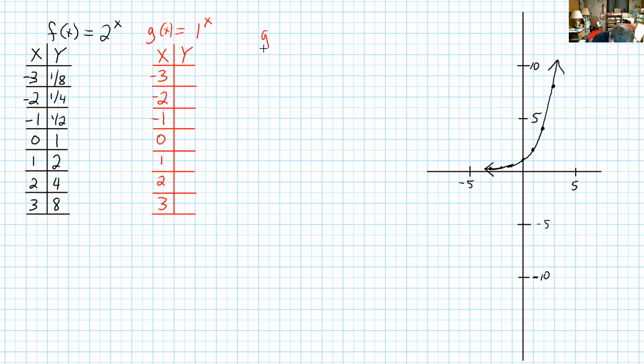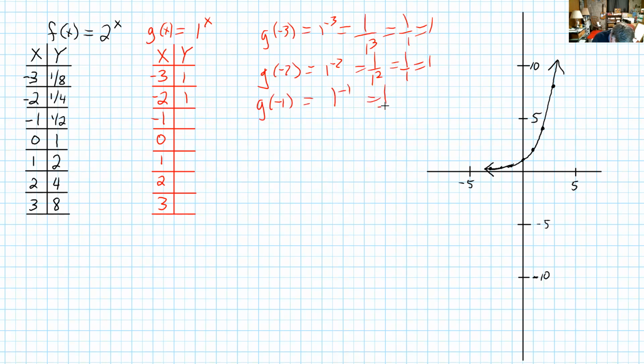Well, let's see. G of -3 equals 1 to the -3 power, which is 1 over 1 cubed, which is 1 over 1, which is 1. G of -2 is 1 to the -2 power, which is 1 over 1 squared, which is 1 over 1, which is 1. G of -1 is 1 to the -1, which is 1 over 1 to the 1, which is 1. G of 0 is 1 to the 0 power, which is 1.